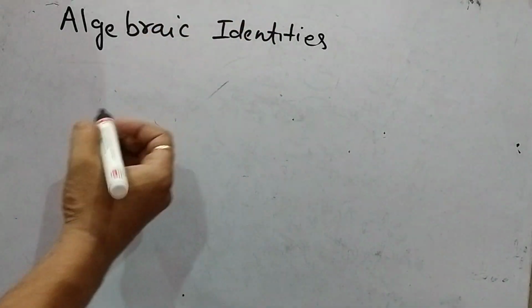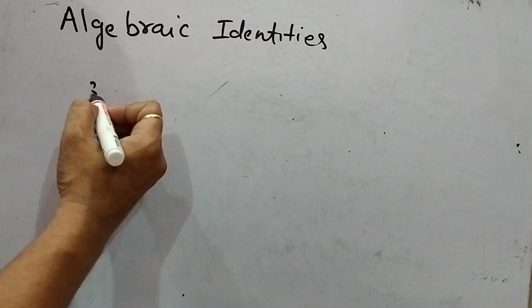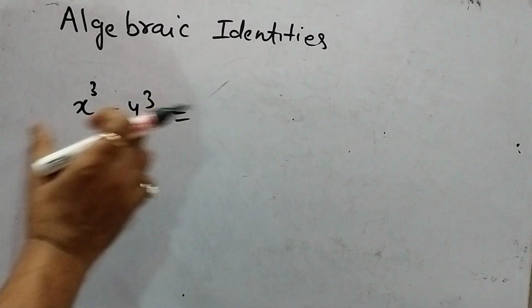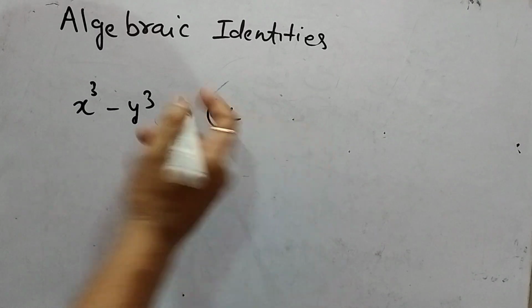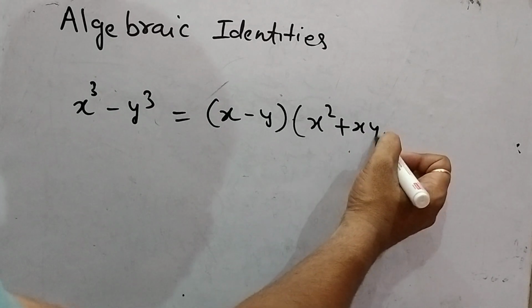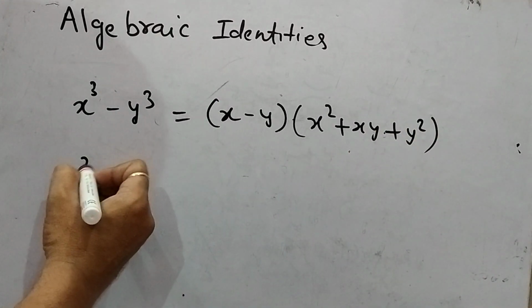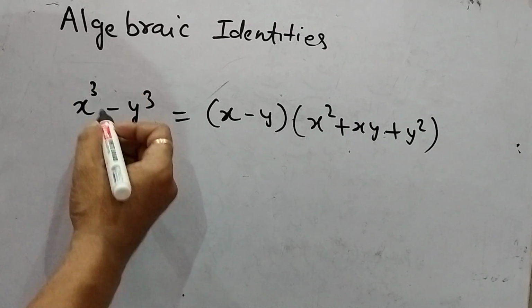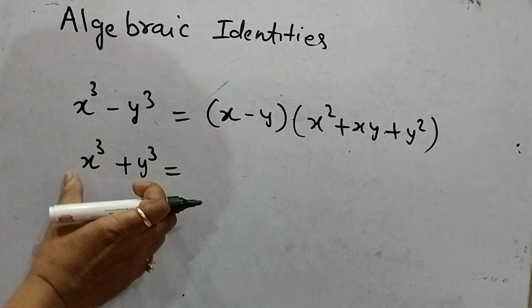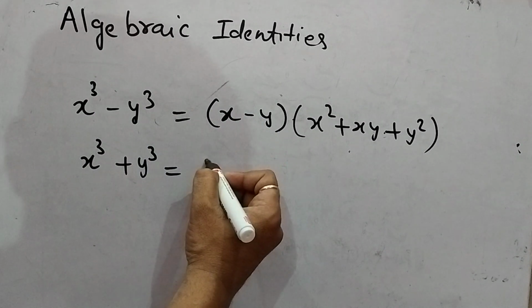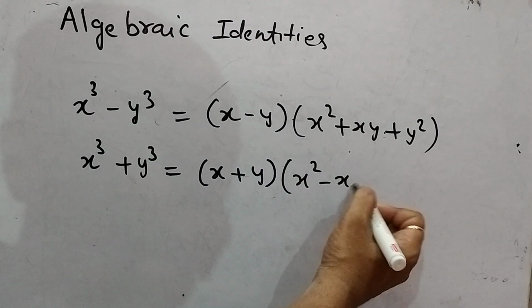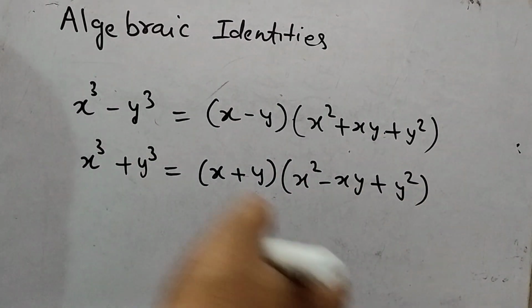Now we have here x³ − y³. Actually it is an algebraic expression. The factorization of this algebraic expression is (x − y)(x² + xy + y²). Similarly, x³ + y³ is an algebraic expression, and the factorization of this is (x + y)(x² − xy + y²).